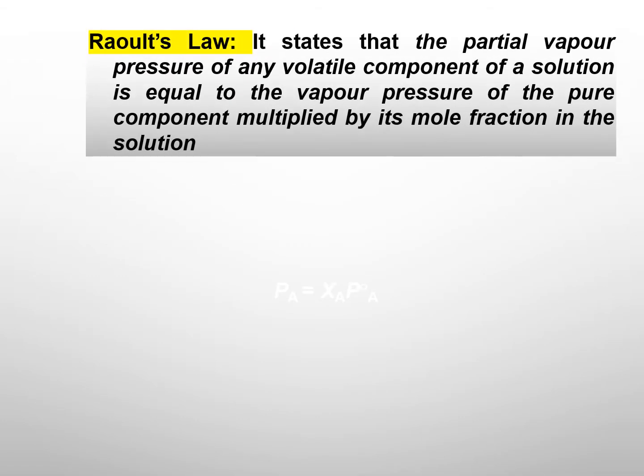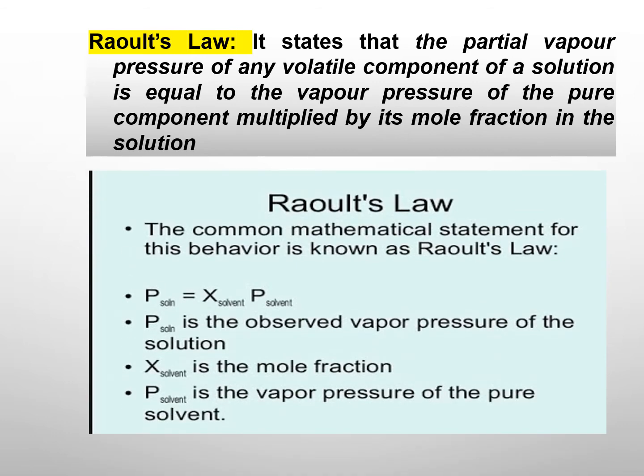Now what is Raoult's Law? It states that the partial vapor pressure of any volatile component of a solution is equal to the vapor pressure of the pure component multiplied by its mole fraction in the solution. So simply it is given as the vapor pressure of the solution will be equal to the mole fraction of the particles into the vapor pressure of the pure solvent.